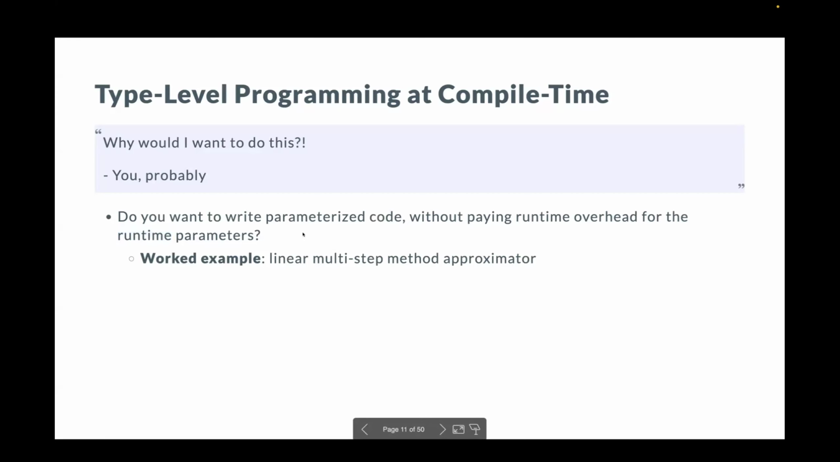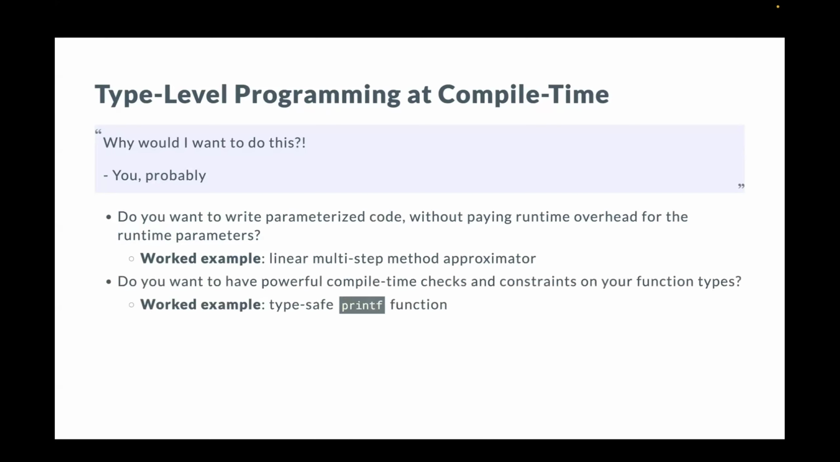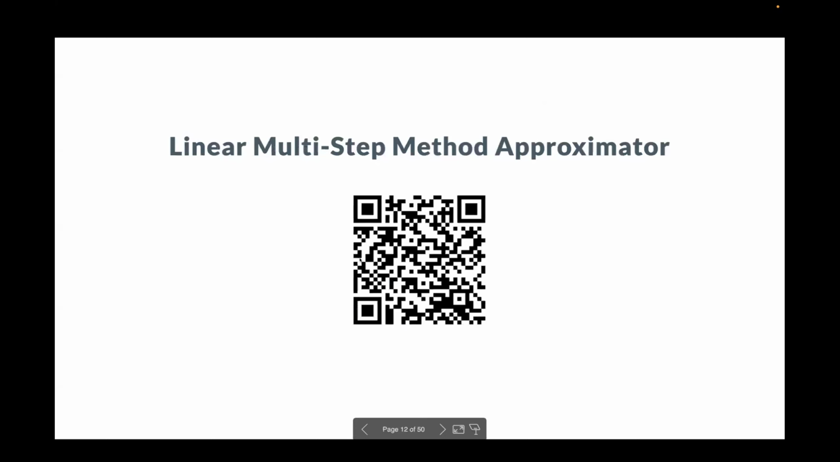I had a worked example for this, which is a linear multi-step method approximator that can be configured with various linear multi-step methods at compile time. However, this talk is not long enough for me to show it to you here, so I'll have to skip over it. And furthermore, another worked example is that you can use this feature to create powerful compile time checks on your function's arguments. So a worked example that I will show you is a printf function that's type safe, and this prevents you from passing arguments that don't match your format string. Like I said, there's just not enough time to talk about both of these.